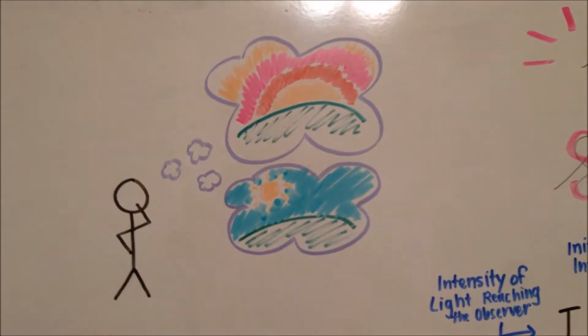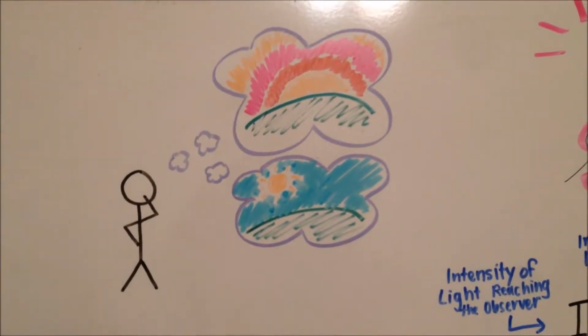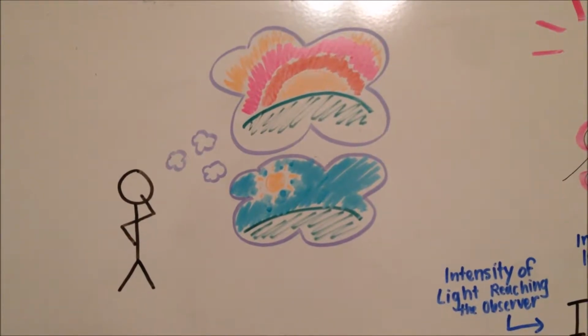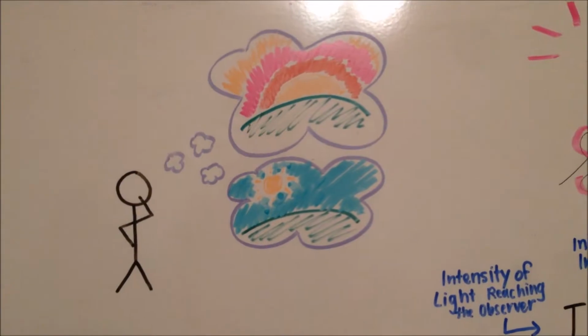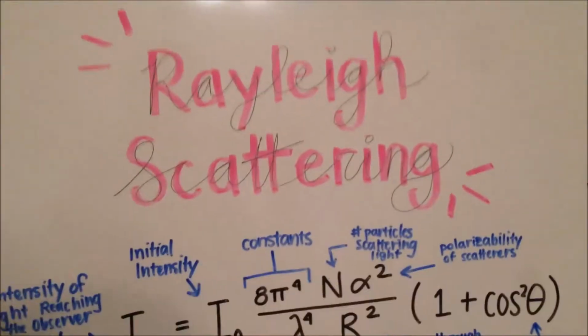Have you ever wondered why the sky is blue, or why it changes to red or orange at sunset? Of course you have. It's a question we all ask at some time or another. Well, this question can be answered using the concept of Rayleigh scattering. Rayleigh scattering is the scattering of light by particles without a change in wavelength.